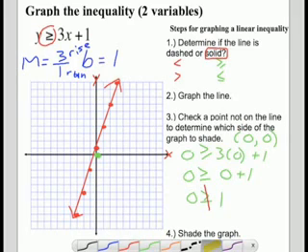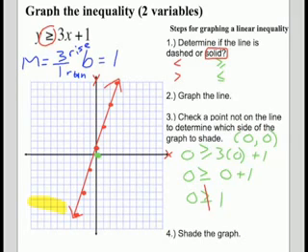So that means we have to shade the side of the graph that is a solution, so we shade the opposite side from the one that point is on.